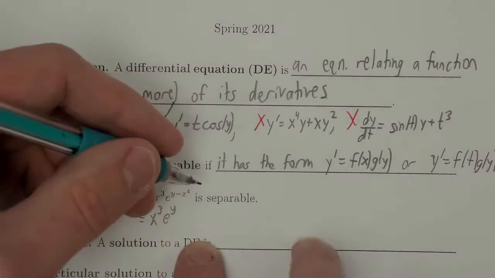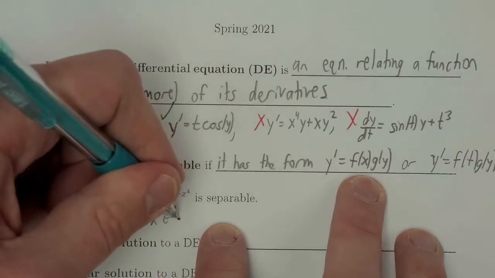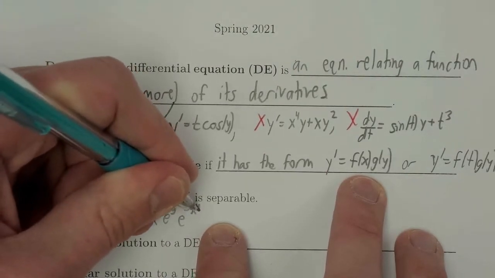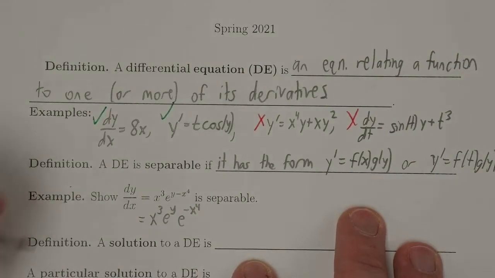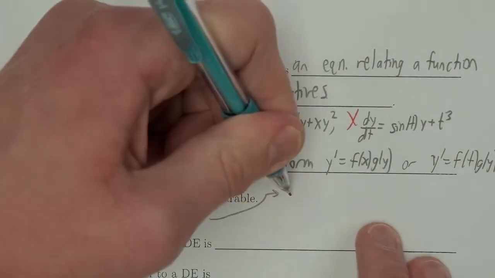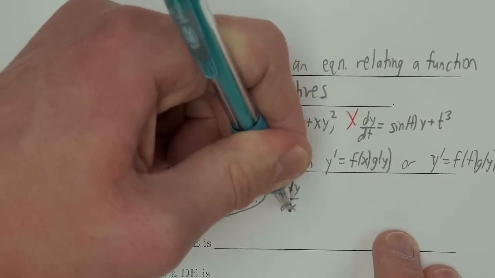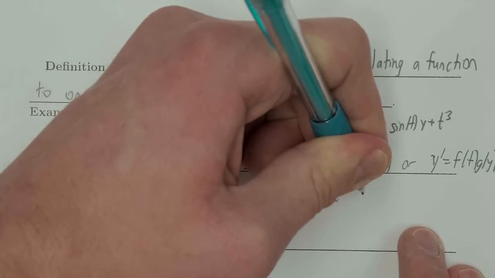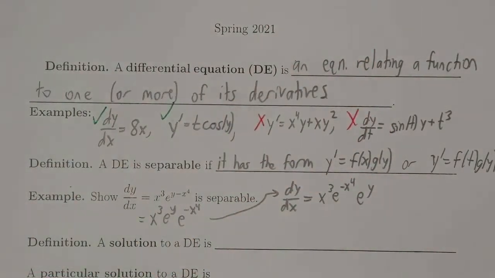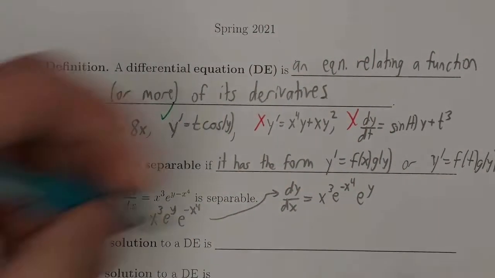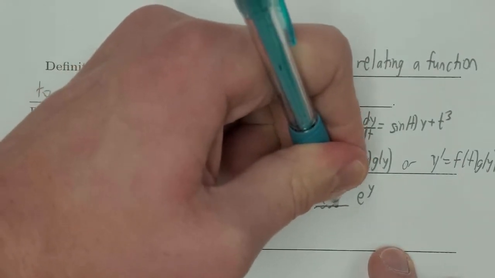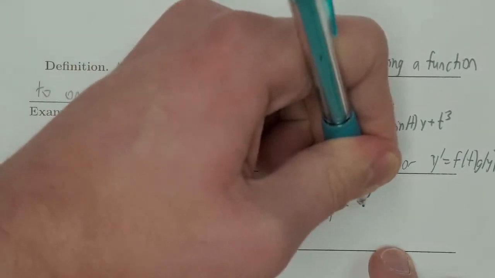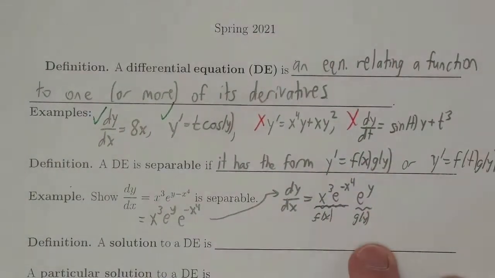But for our purposes here, because we have a product, we'll just go ahead and rewrite this as e to the negative x to the fourth. Okay? So then what you realize is that we have dy over dx equals x cubed times e to the negative x to the fourth times e to the y. So this part would be f of x, and this would be g of y. So that's just a quick example showing that this is a separable DE.